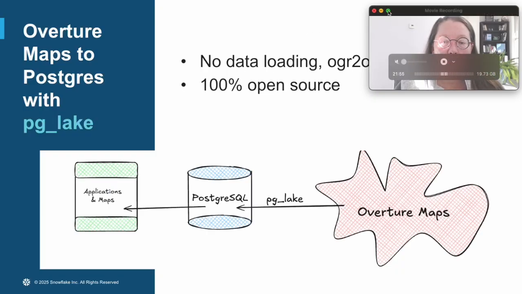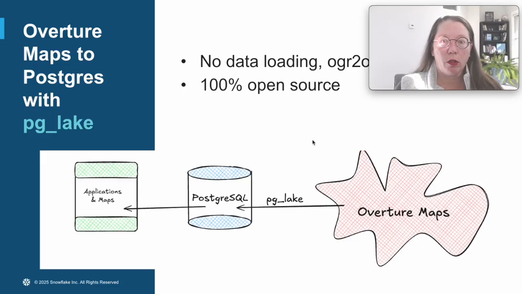So yeah, I was just talking about how to get Overture Maps to Postgres and PostGIS. Now you don't have to do any data loading. You don't have to do OGR to OGR. You can go straight from Overture Maps, through PostGIS and then out to whatever application, maybe a mapping application, that you have. Also, it's 100% open source, which is really cool. So you can DIY and figure out how you want to put all these components together.